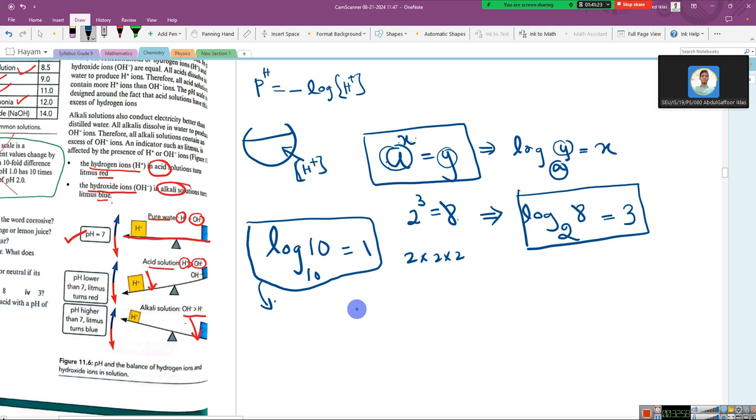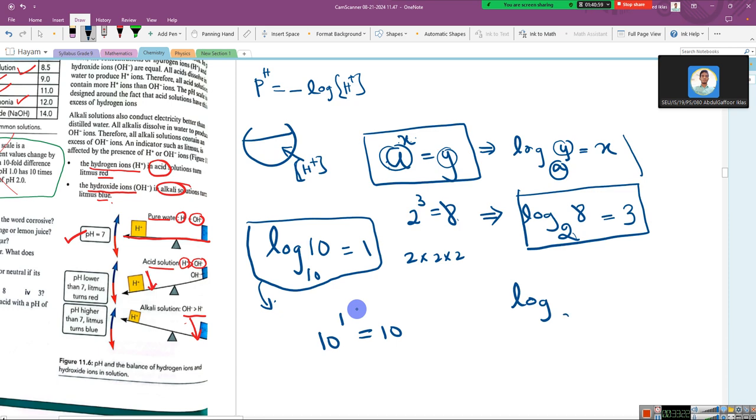So here instead of this 2 we have 10. Instead of 10, this 8 1 is equal to 10, right? Okay, so 10 power anything is 10. That is obvious, right? Now log a y is equal to x.